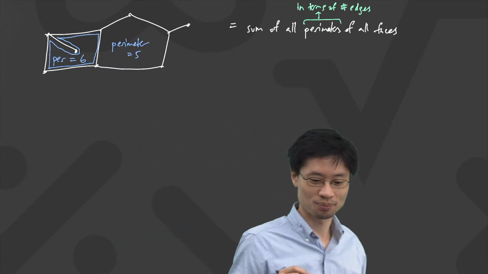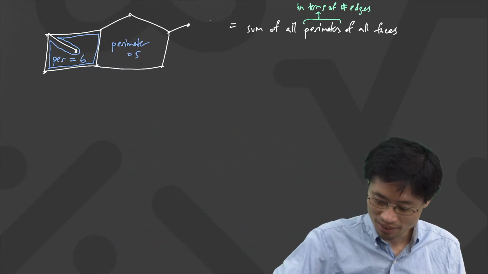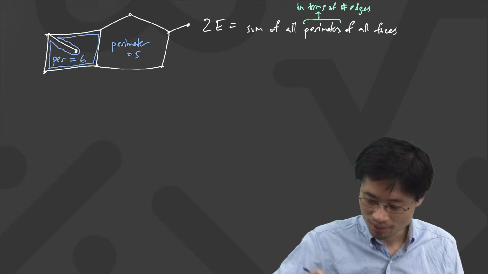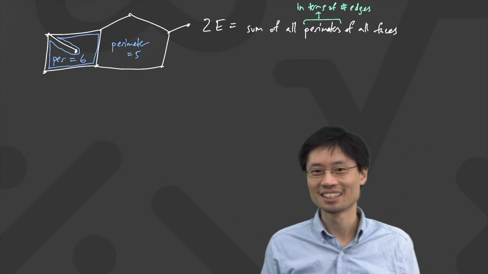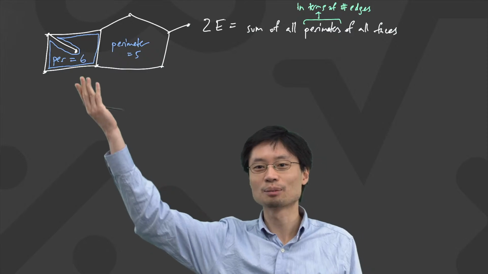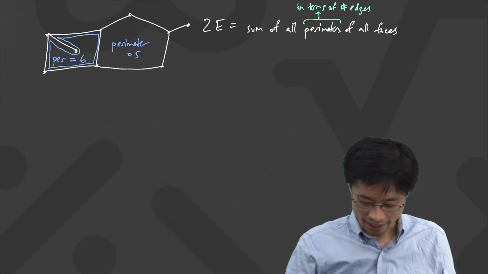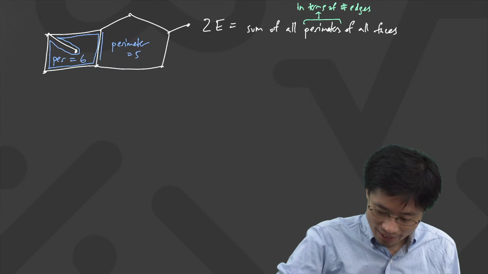Shania? It would just be 2 times the number of edges because you're walking around each side, quote unquote, of the edge. Exactly. That's why we talked about this earlier. Every edge has 2 sides. And so we got this perimeter equals 5. And look at that. That goes around there.